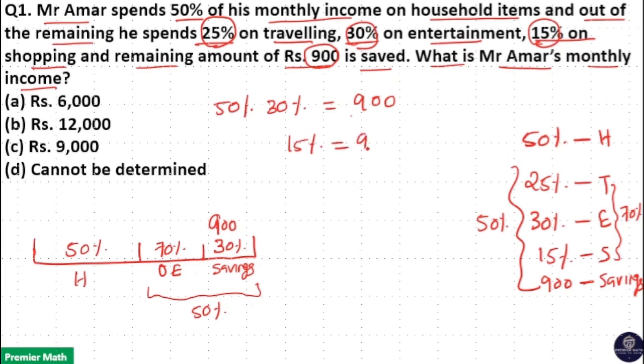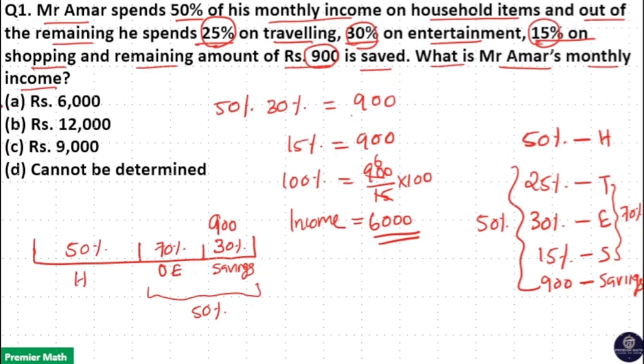So 15% is 900, means 100% is 900 divided by 15 into 100, which is equal to, 15 goes 6 times in 90. So 6,000 is the monthly income here. If 15% is 900, then 100% is the total income. 100% is 6,000 rupees. So income is 6,000 rupees. Option A is your answer.